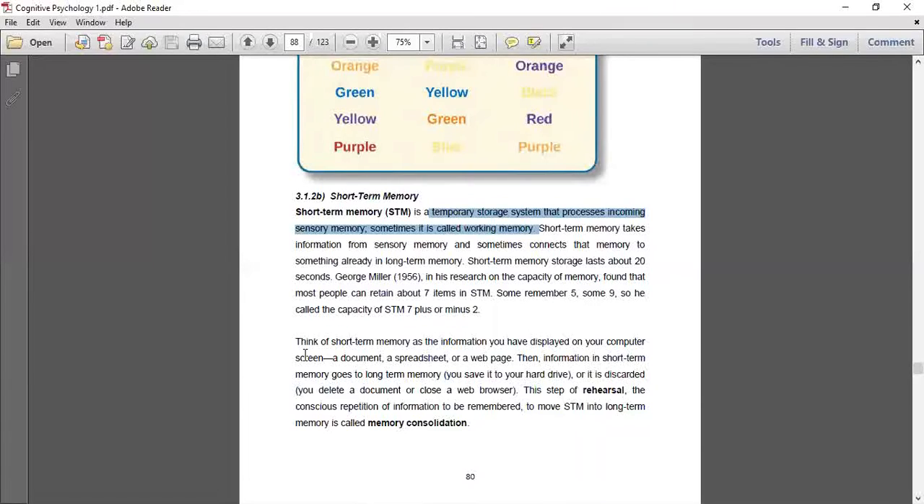So in short-term memory, information is displayed, isn't it? For a very good example, on a screen, to see how much people can remember. For information to go from short-term memory into a hard drive, which is the long-term memory, there's this scenario written here. This type of rehearsal, the conscious repetition of information to be remembered, to move short-term memory into long-term memory is called memory consolidation.